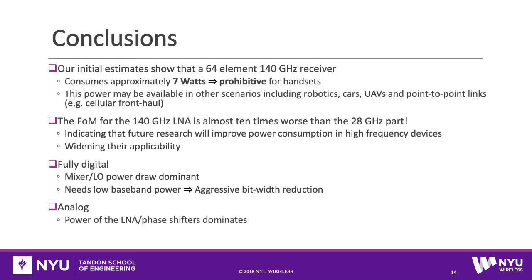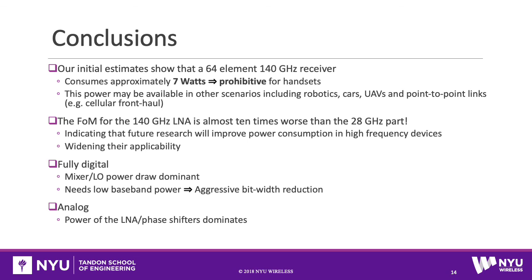As a conclusion to our work, we provided some initial power estimates for a 64-element 140 GHz receiver, which consumes approximately 7 watts, which is prohibitive for a handset device. And even if someone power optimizes some of these components, the power will still be high. We estimated it will be around 2 to 3 watts, which might be available in other scenarios like robotics, cars, and UAVs.